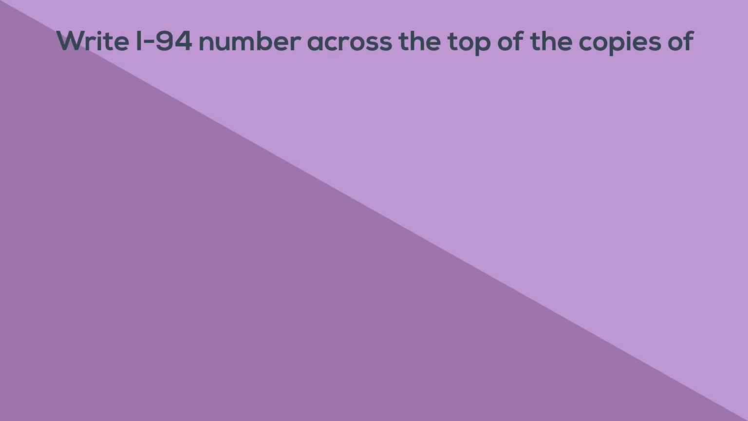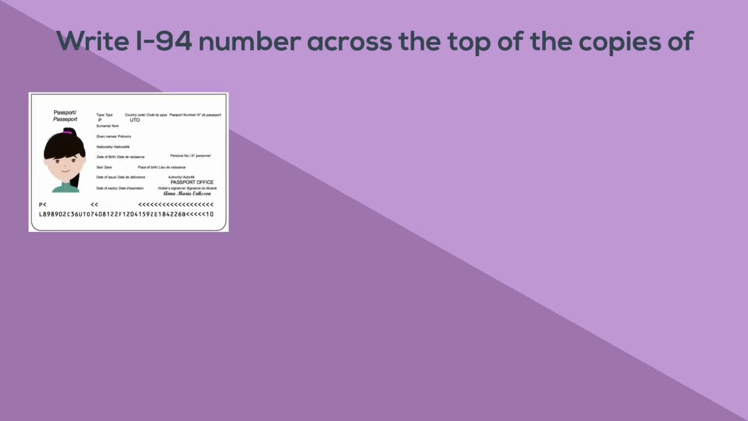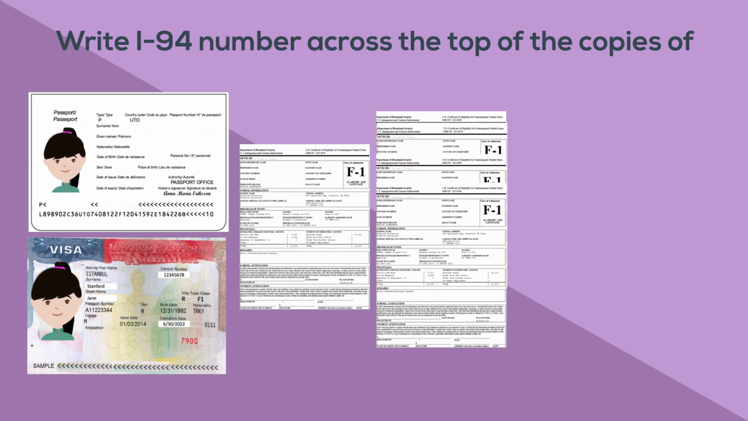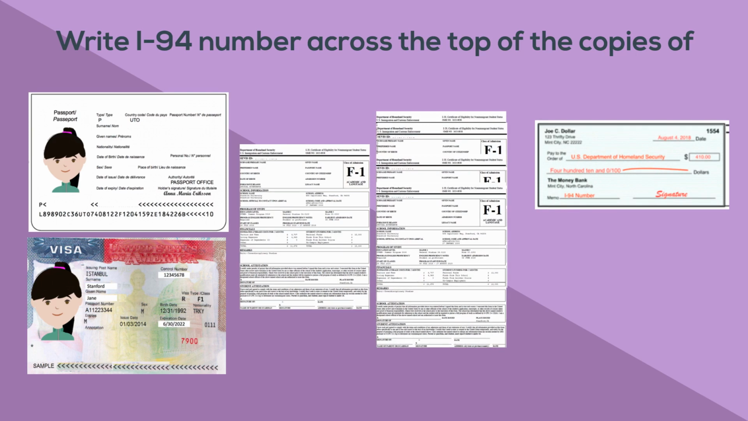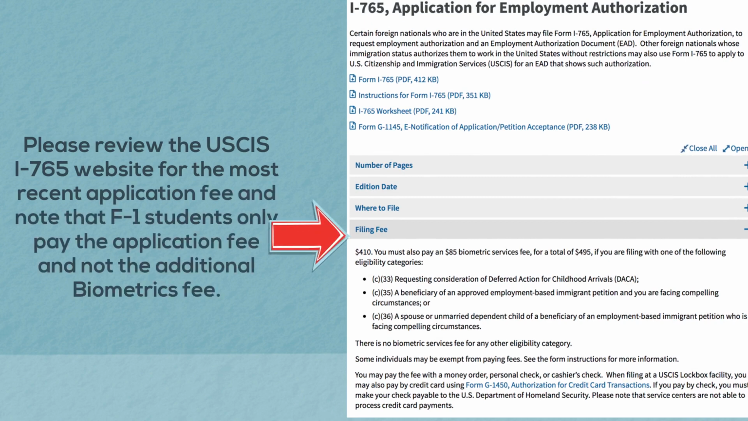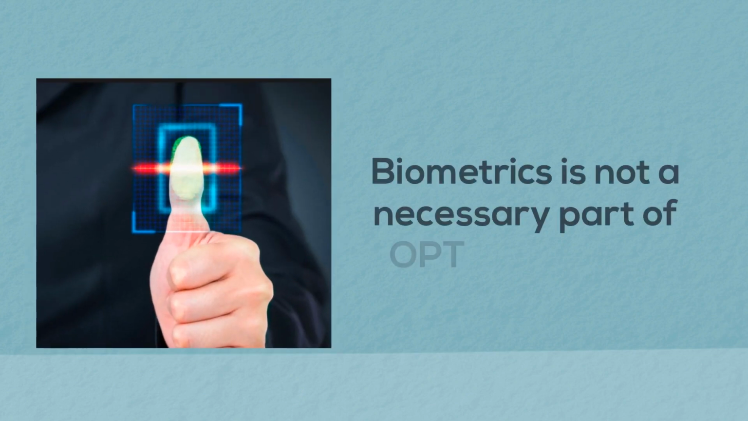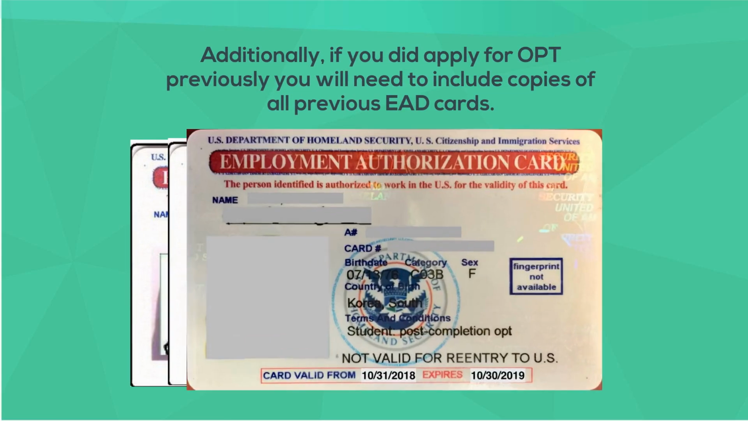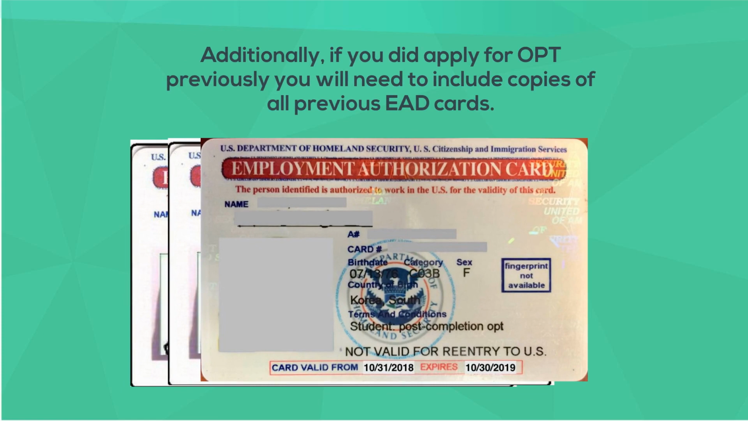You will write your I-94 number across the top of the copies of your passport bio page, your visa, the copy of your OPT endorsed I-20, top copy of your previous I-20s, the check, and the back of the photos. Please review the USCIS I-765 website for the most recent application fee, and note that F-1 students only pay the application fee and not the additional biometrics fee. It is not necessary to complete biometrics as part of the OPT application. Additionally, if you did apply for OPT previously, you will need to include copies of all previous EAD cards.